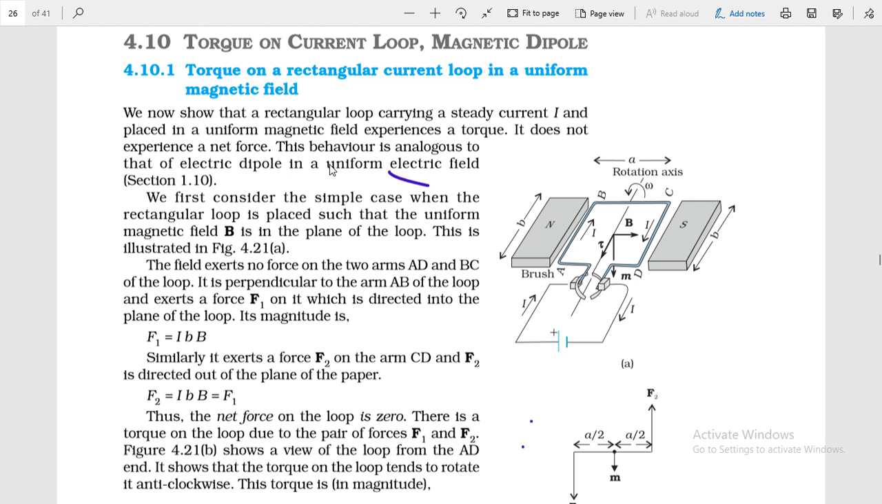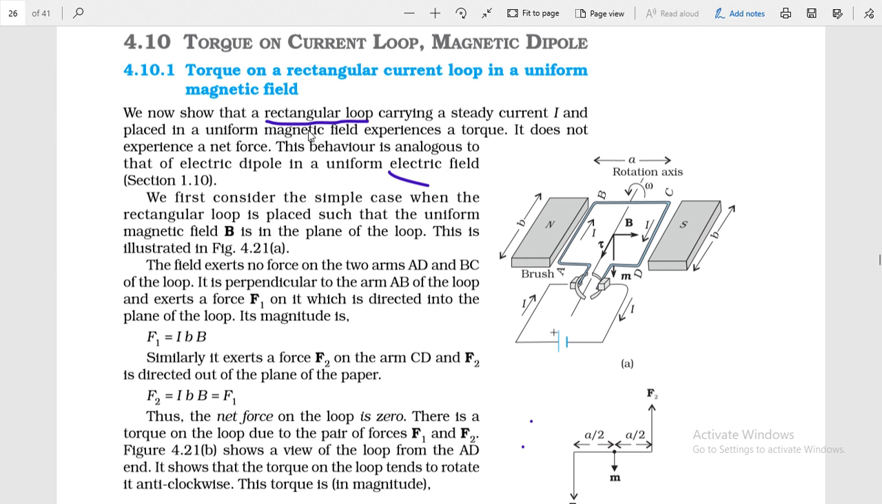We have already completed that a dipole can experience electric torque when it is placed in an electric field. Similarly, a rectangular loop experiences magnetic torque when it is placed in an external magnetic field. So the electric dipole is compared here with the rectangular loop placed in an external magnetic field, but this one is the current carrying loop.